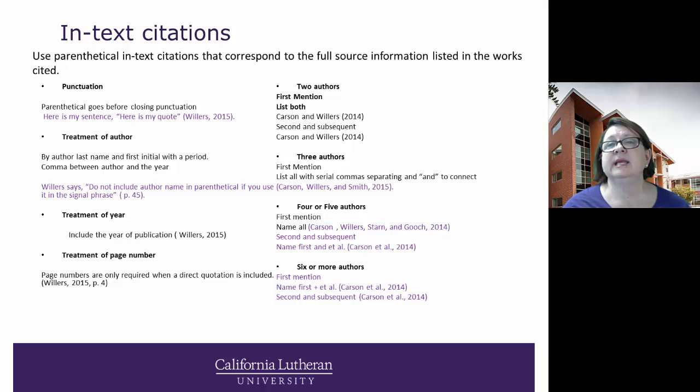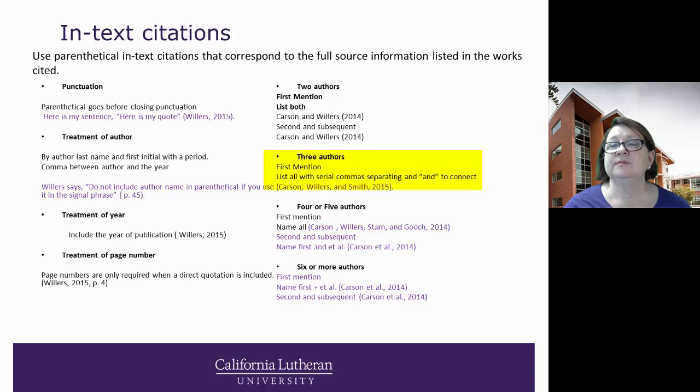There are some pretty handy little tables that will help you with some of this information. APA is very specific about what to do when there's more than one author. And believe it or not, it differs the first time you mention it to any subsequent mentions of those same authors. So the first time two authors are mentioned, for example, if it was Carson and Willers, it would be 2014. The second and subsequent, it would still be Carson and Willers. APA feels like you can handle that. You can handle mentioning everybody. With 3 authors, you do the same thing.